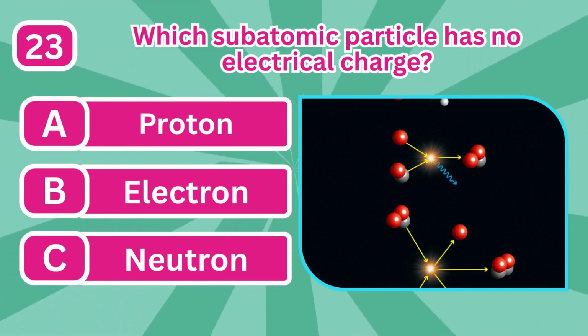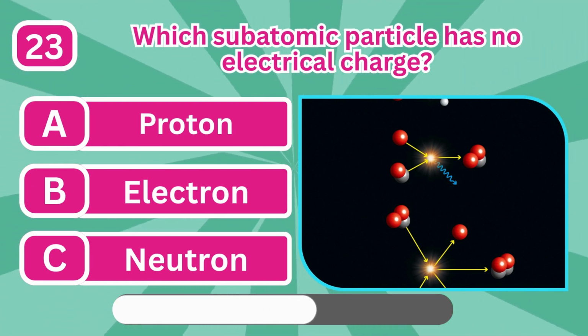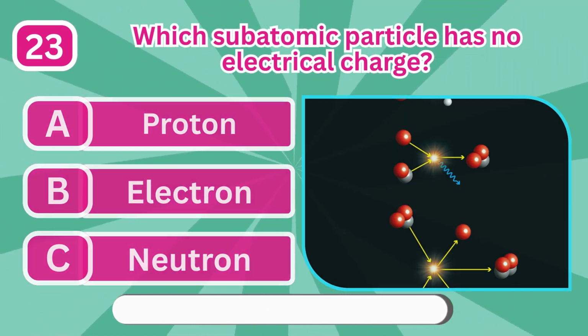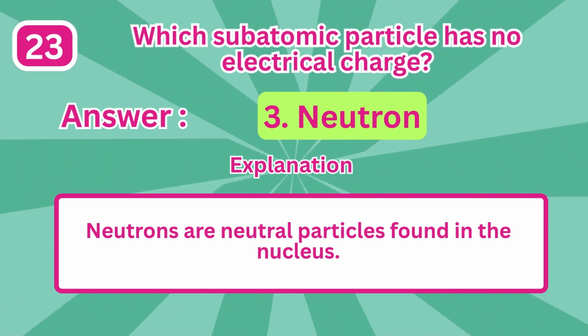Which subatomic particle has no electrical charge? Three. Neutron. Neutrons are neutral particles found in the nucleus.